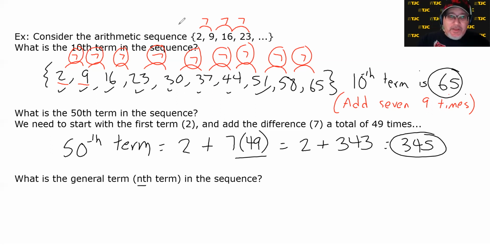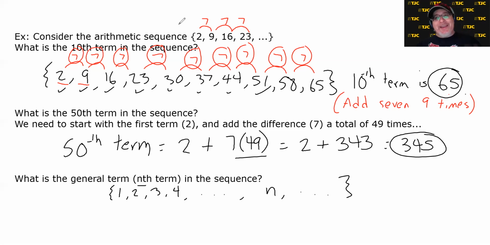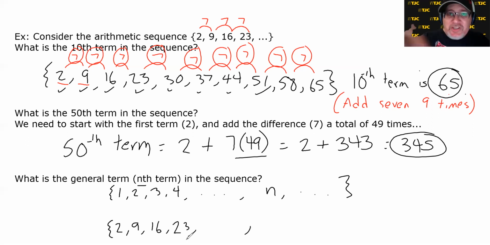Think of it this way. If we had the natural numbers here, 1, 2, 3, 4, and we had an n representing some generic position. And I know earlier I said n stands for cardinality, but I'm going to go ahead and use it here to represent a general position in the sequence. If we try to put our arithmetic sequence in one-to-one correspondence, so it started with 2, and then 9, and then 16, and then 23. I think it's pretty transparent that we can put both of these sets in one-to-one correspondence.